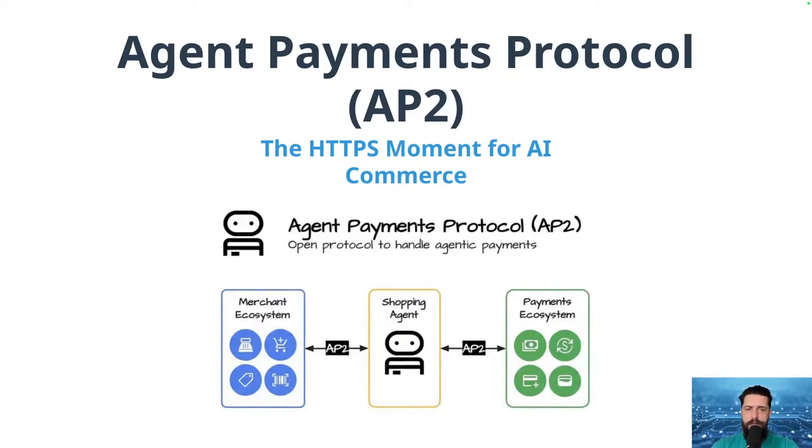But how do these agents actually pay for things? How can we trust them with our financial information? That's where AP2 comes in. Google is calling it the HTTPS moment for AI commerce. And in this video, we'll break down exactly what that means.